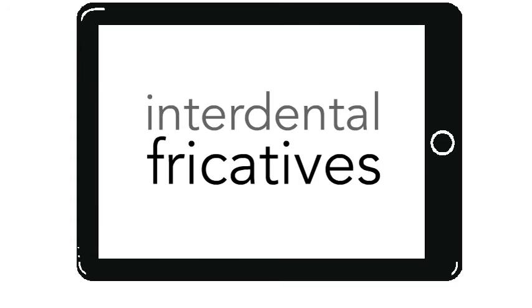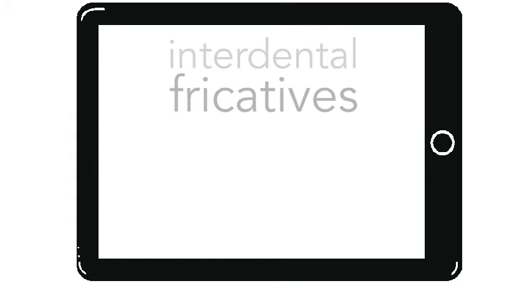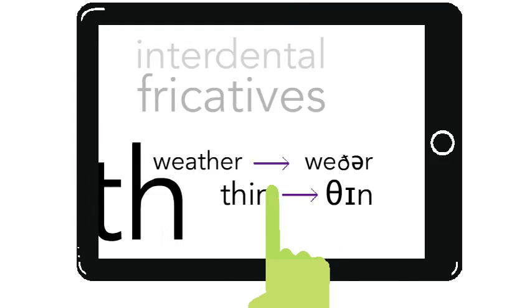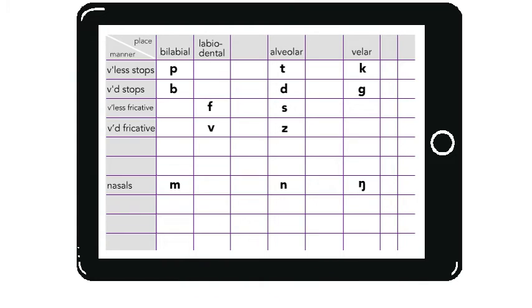You can also make a fricative by putting your tongue between your teeth. These are the interdental fricatives. In English, an interdental fricative is rendered with the th. However, th is pronounced differently in thin than in weather. The difference is one of voicing. We thus have two interdental fricative sounds, a voiceless one, and a voiced one.